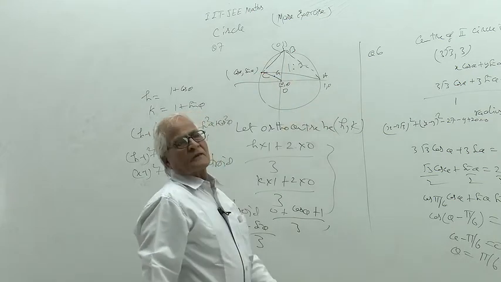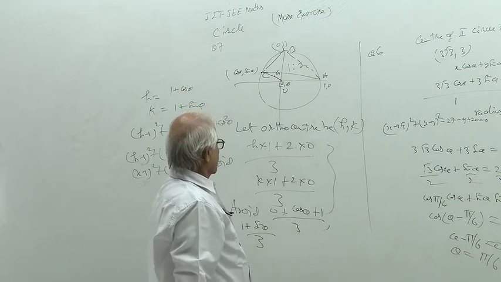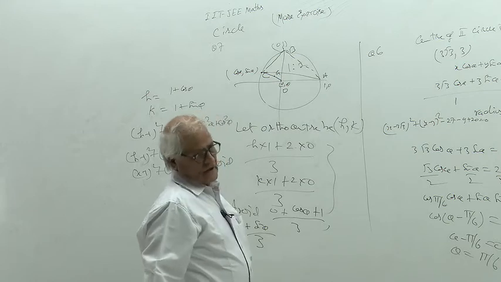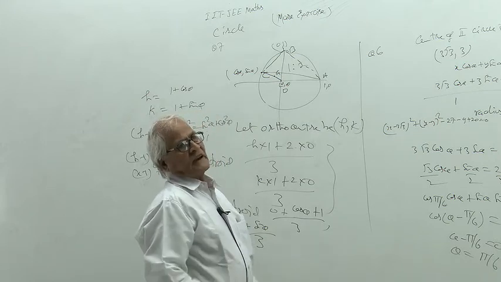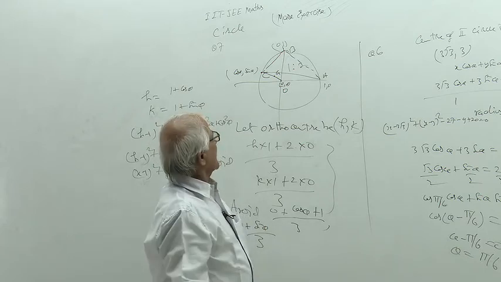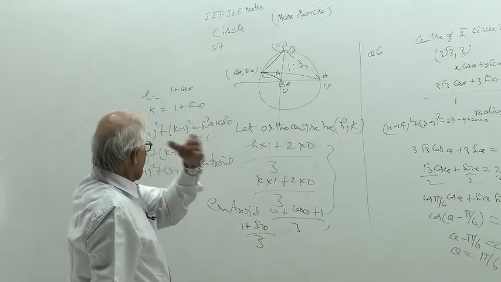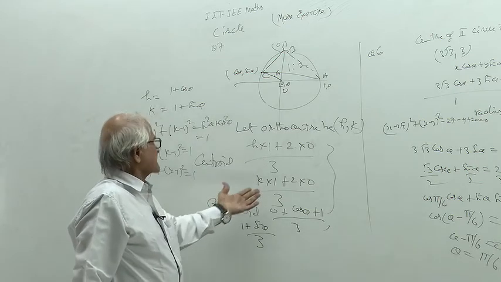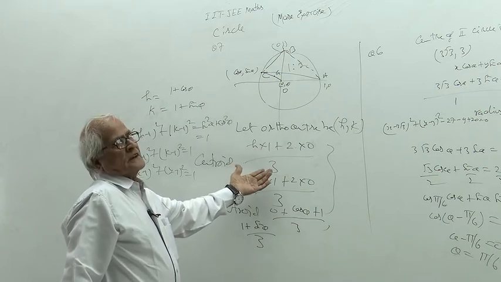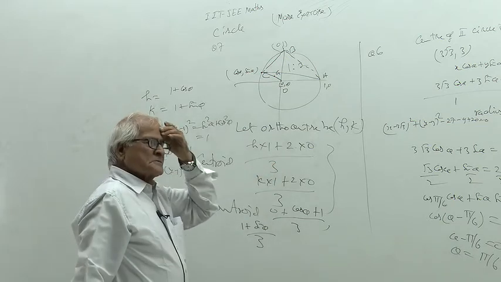Then the centroid will be (1 plus 0 plus cos theta) by 3, and the other coordinate will be (1 plus sin theta) upon 3. This is the centroid. Now the centroid divides the line joining the circumcenter and the orthocenter in the ratio 1:2. From the orthocenter we can find out the value. We have h by 3, which is equal to (1 plus cos theta) by 3.